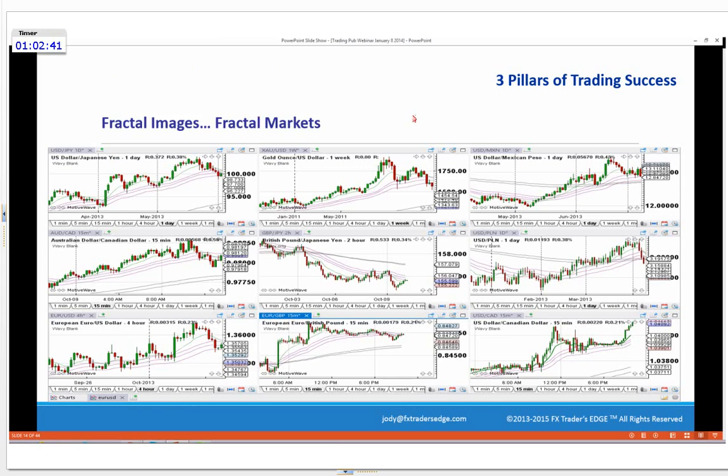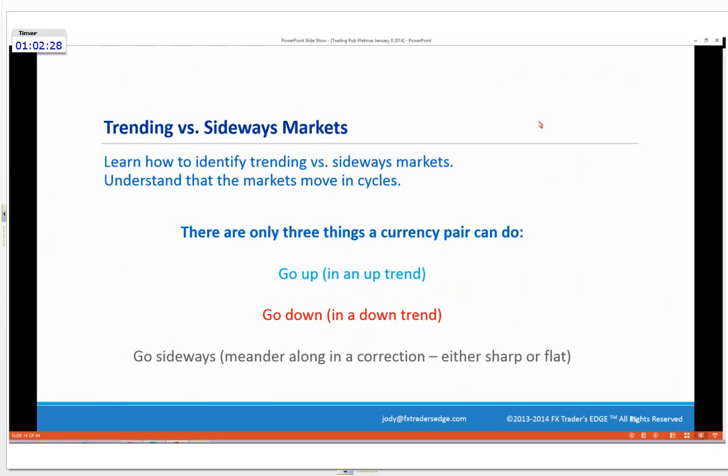I'm a very visual person, so I really look forward to finding these patterns and scanning lots of charts like this at a time to see if my particular trade setup is there. So let's just take a step back. I know that the topic today was latching onto trends, so I just want to talk about trending versus sideways markets and talk a little bit more about the market cycles from a practical standpoint and how you can trade them. So we know that there are only 3 things that a currency pair can do. It can go up, it can go down, or it can go sideways.